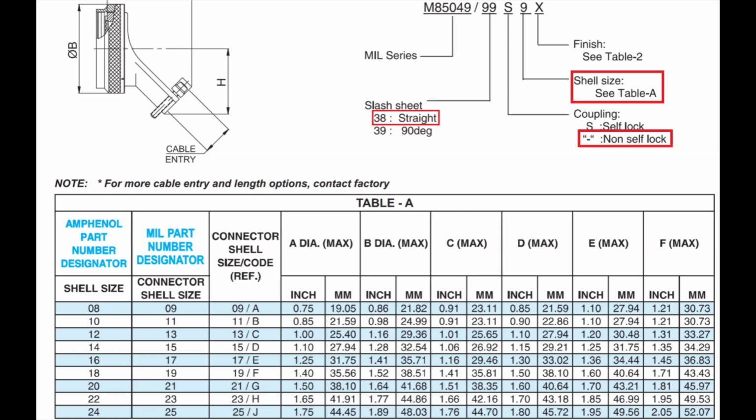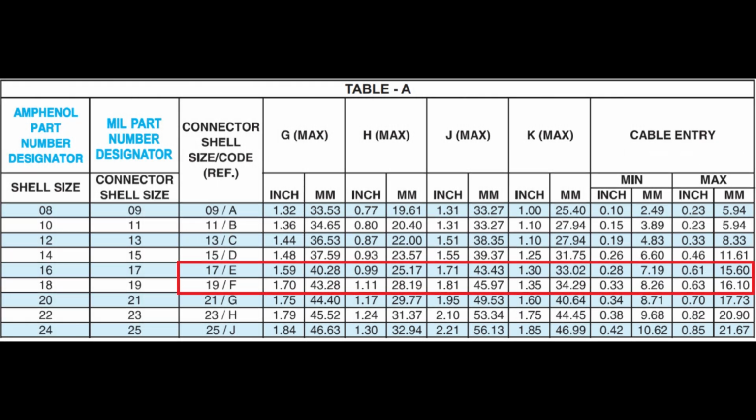For dimensional information, refer to Table A, which lists measurements for various shell sizes. In our case, the jam nut receptacle corresponds to shell size E. The straight plug corresponds to shell size F. Additional measurements can be found on page 6.